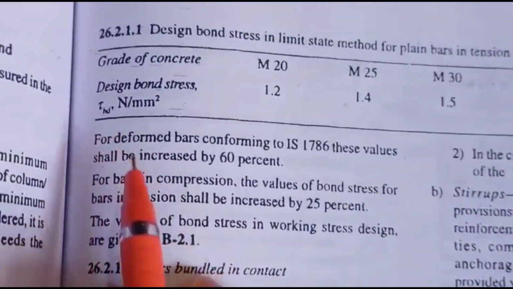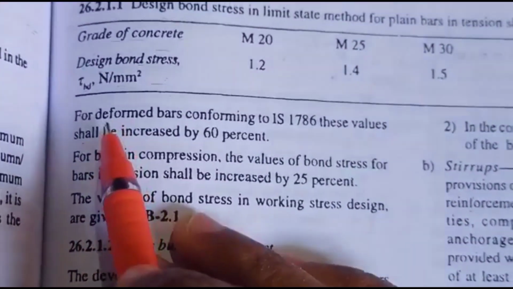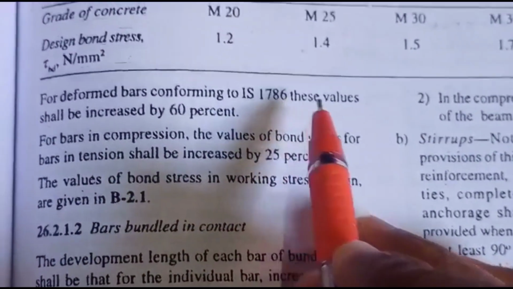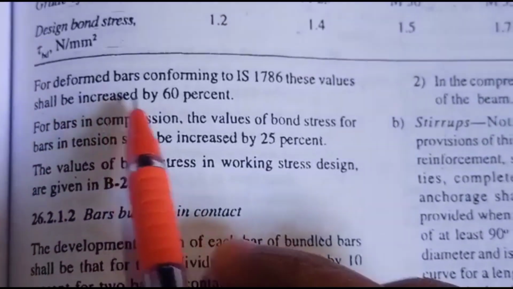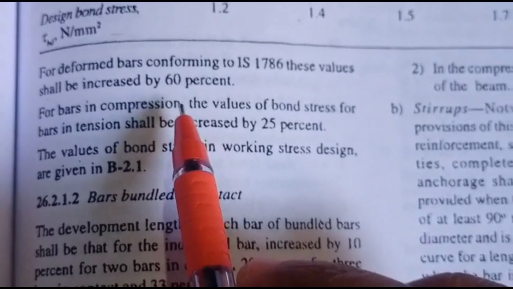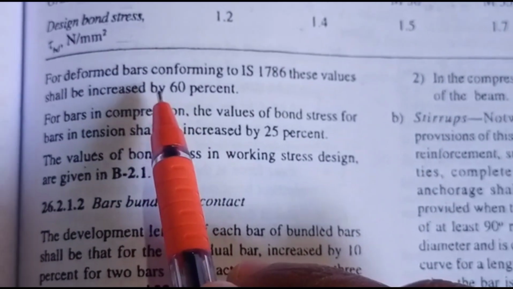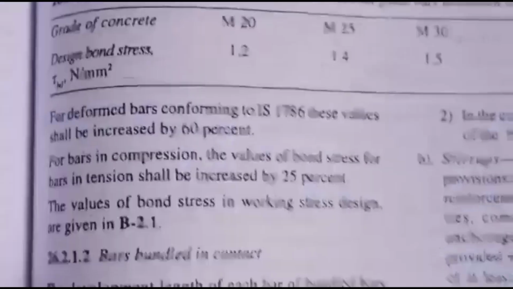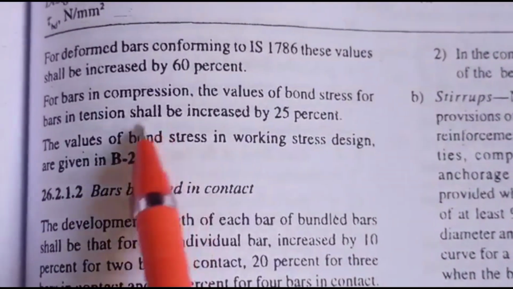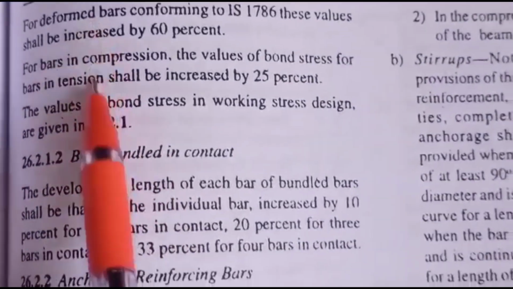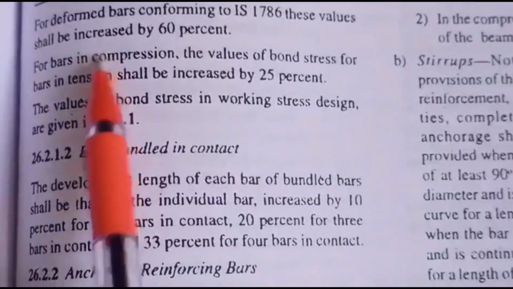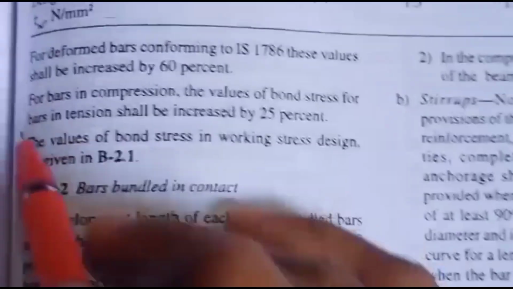What they have mentioned here is that for deformed bars conforming to IS 1786, these values shall be increased by 60%. So for HYSD bars, whatever values we use as the design bond stress, that is tau BD, the value is again increased by 60%. I will show an example.